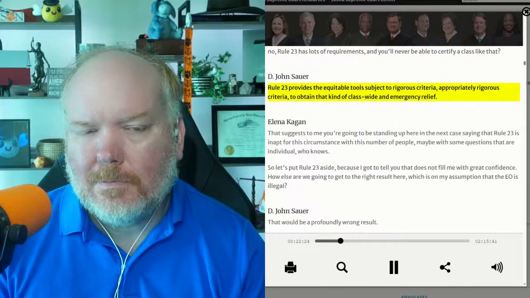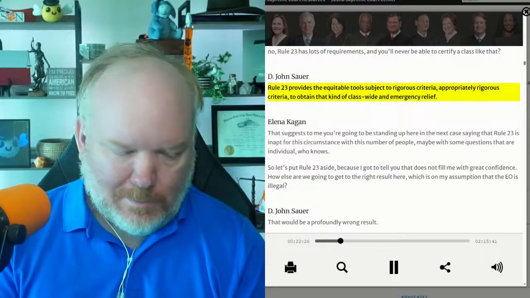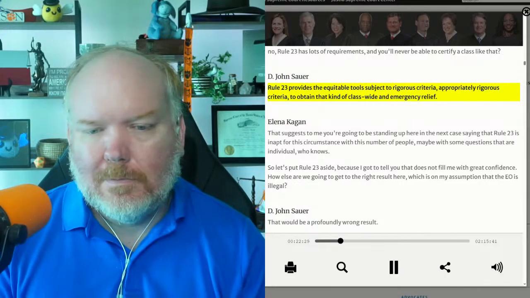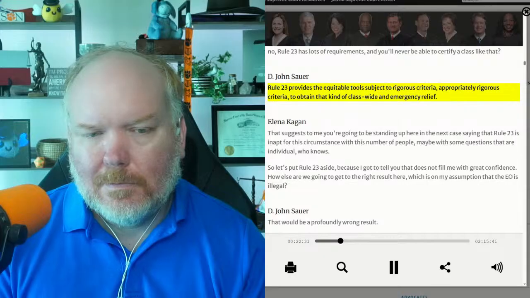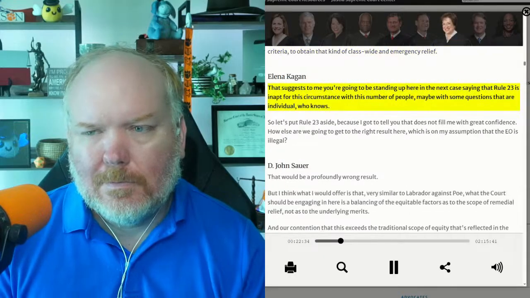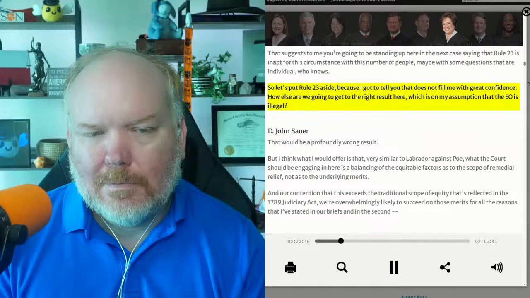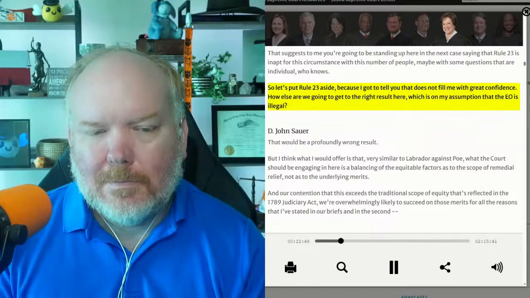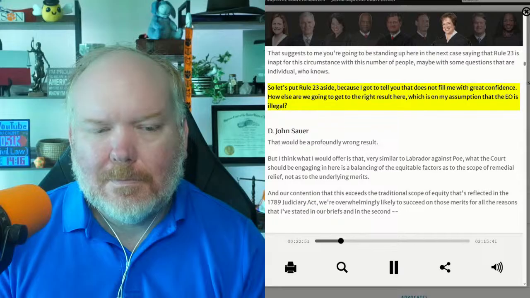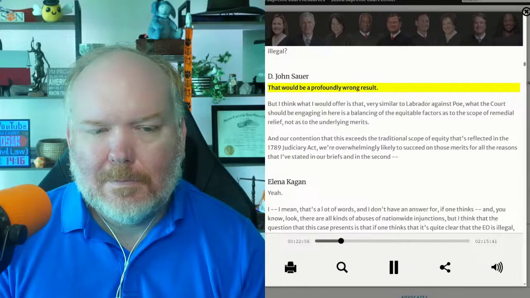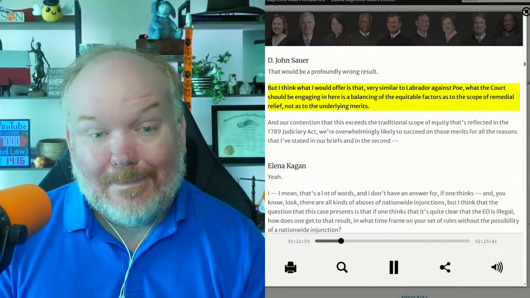Rule 23 provides the equitable tools, subject to rigorous criteria, appropriately rigorous criteria, to obtain that kind of class-wide and emergency relief. That suggests to me you're going to be standing up here in the next case saying that Rule 23 is inapt for this circumstance, with this number of people, maybe with some questions that are individual, who knows. So let's put Rule 23 aside, because I've got to tell you that does not fill me with great confidence. How else are we going to get to the right result here, on my assumption that the EO is illegal?